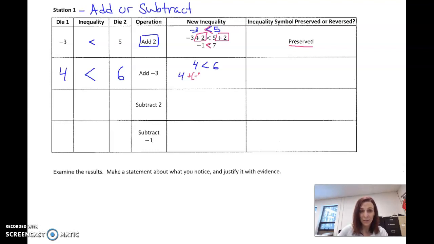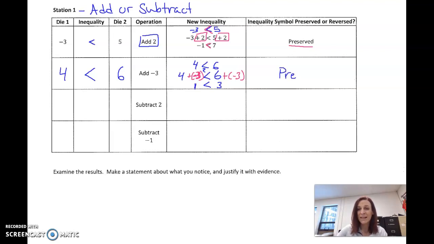4 plus a -3, that is a -3. That looks really sloppy. And we're wondering, is that still less than 6 plus a negative 3? Okay, well, 4 plus a negative 3, go up 4 on the number line and come back 3, you're at 1. And 6 plus a negative 3, if you go up 6 and come back 3, you're at 3. So 1 is less than 3. Is that a true statement?